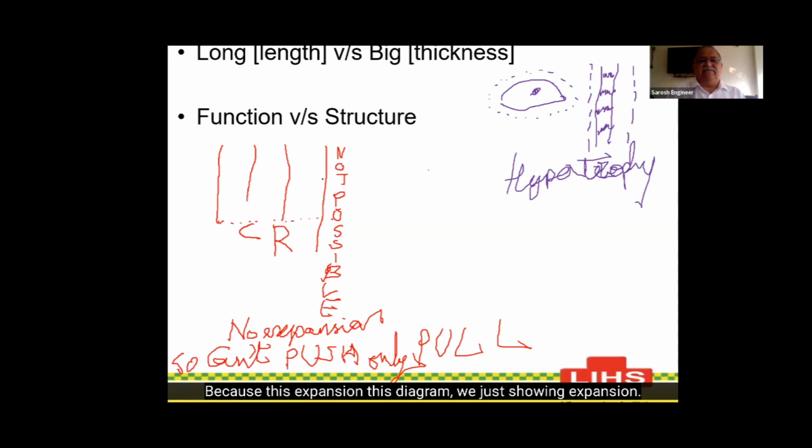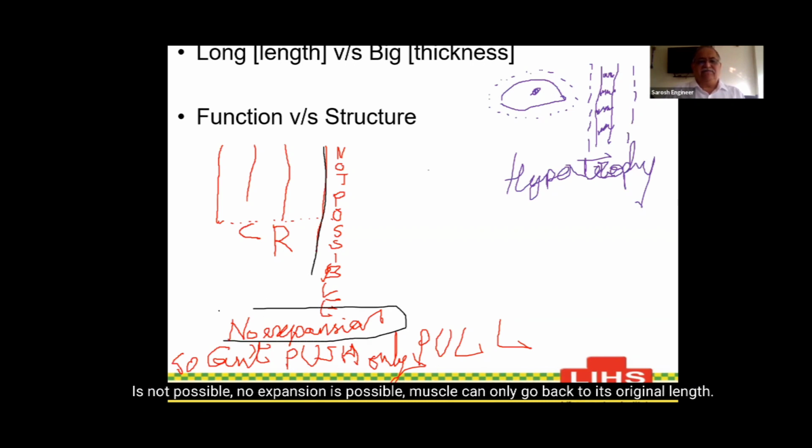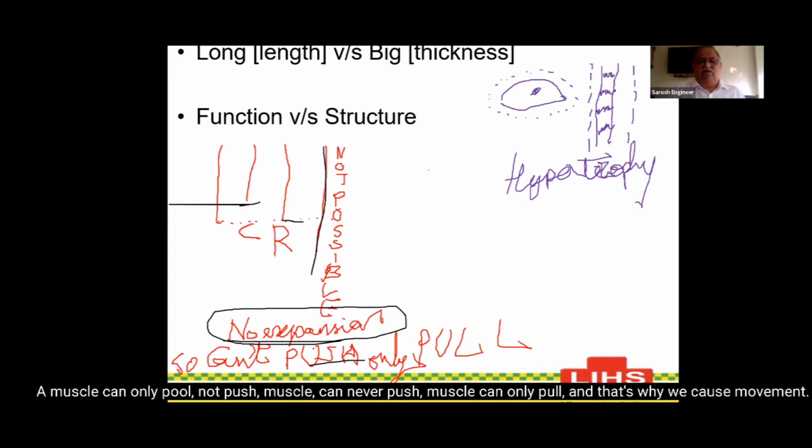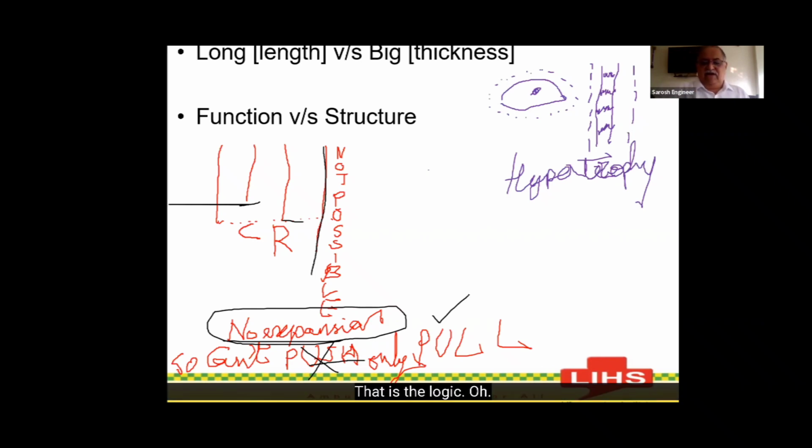Because this diagram which is showing expansion is not possible. No expansion is possible. The muscle can only go back to its original length when it relaxes. And when the muscle contracts, it will become smaller. So the logic is that a muscle can only pull, not push. Muscle can never push. Muscle can only pull. And that's why it will cause movement. That is the logic.